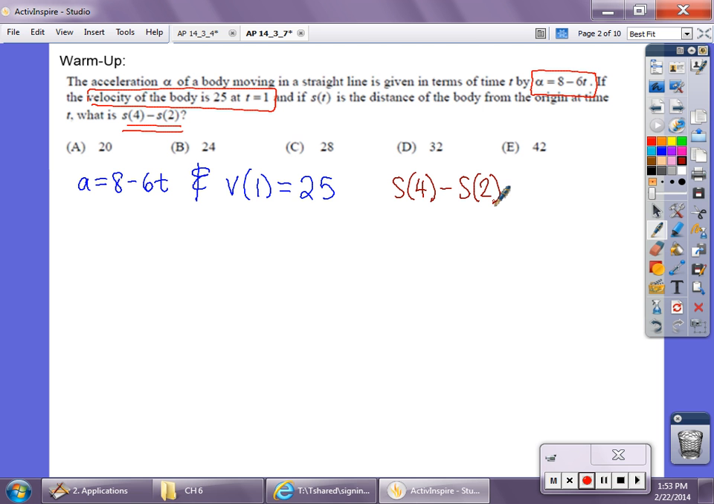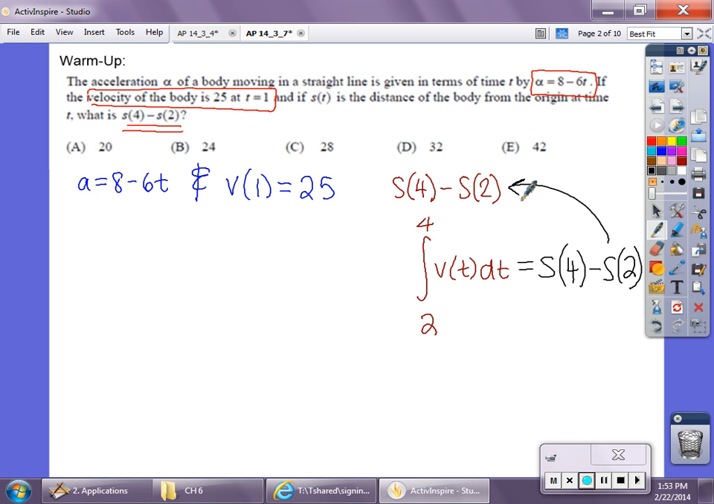I'm hoping you can make this leap. If I was to find the integral from 2 to 4 of v of t, what would be the steps? First step, you would have to find its antiderivative. The antiderivative would be the position function. Then f of b minus f of a. I was about to write a, which would be 2, which is actually the question. So pretty much this is all I need to find. So now it makes sense why they gave you this initial value, velocity at 1 equals 25.